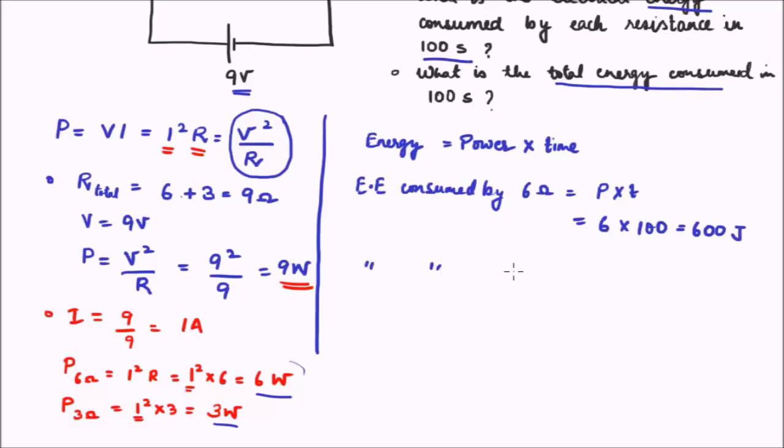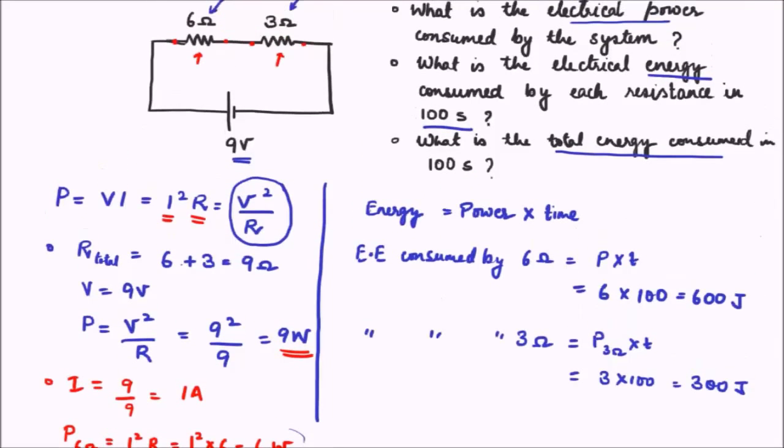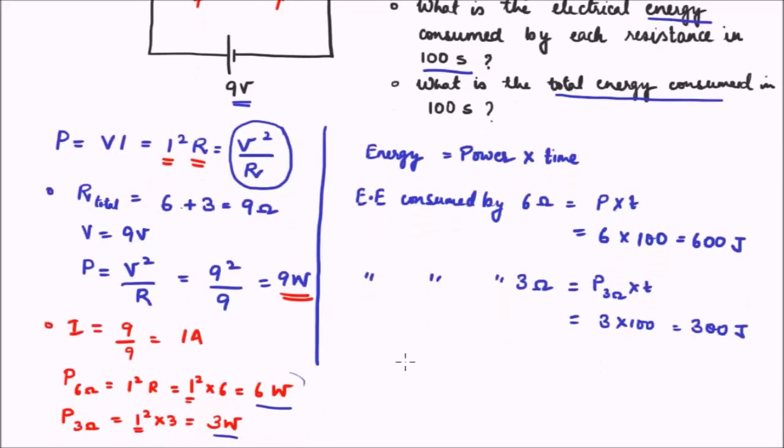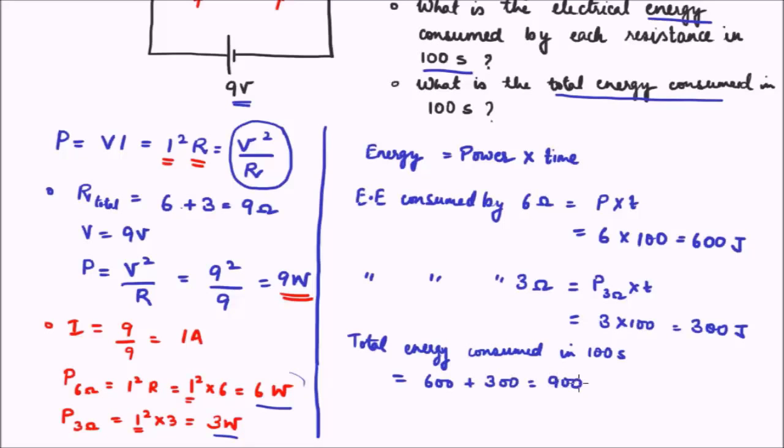Similarly, the electrical energy consumed by 3 ohm will be power consumed by this 3 ohm times the time for which it is running. That gives me 300 joule of electrical energy consumed by the 3 ohm resistor. Now the final part, using these two pieces of information, we can find the total energy consumed in 100 seconds. That is basically energy consumed by the 6 ohm resistor plus the energy consumed by the 3 ohm resistor, which adds up to 600 plus 300, and that gives me 900 joule of energy consumed by both the resistors combined.